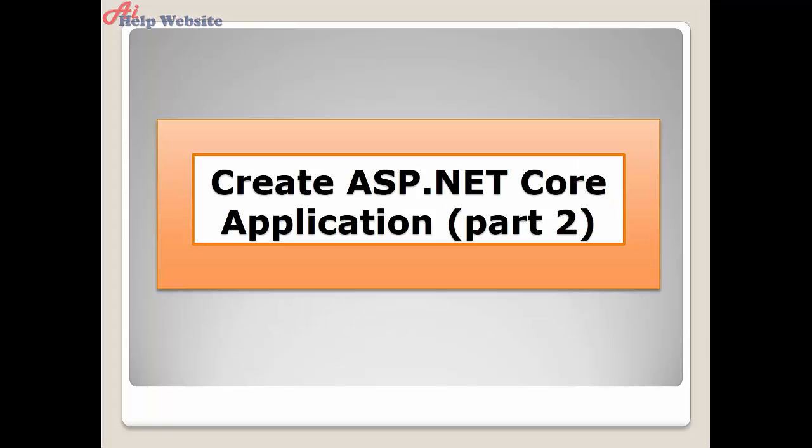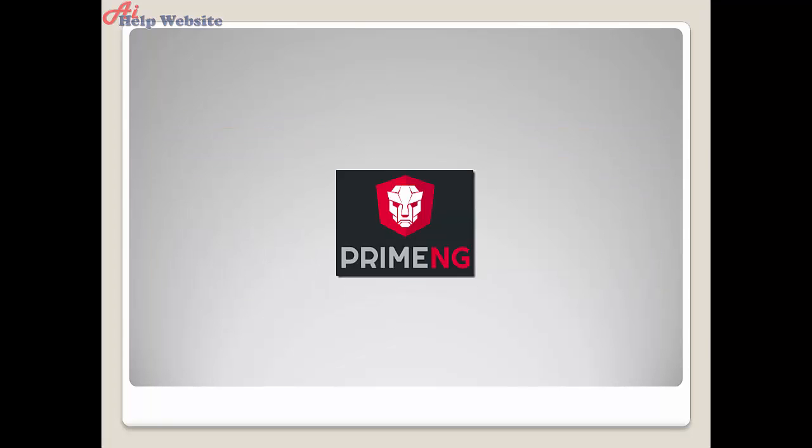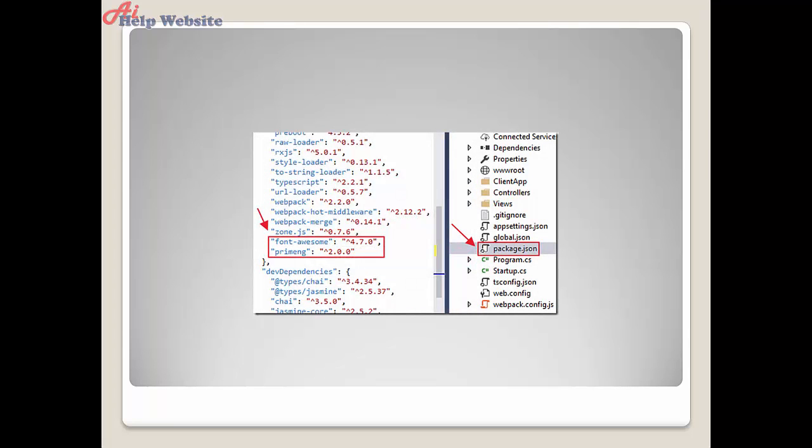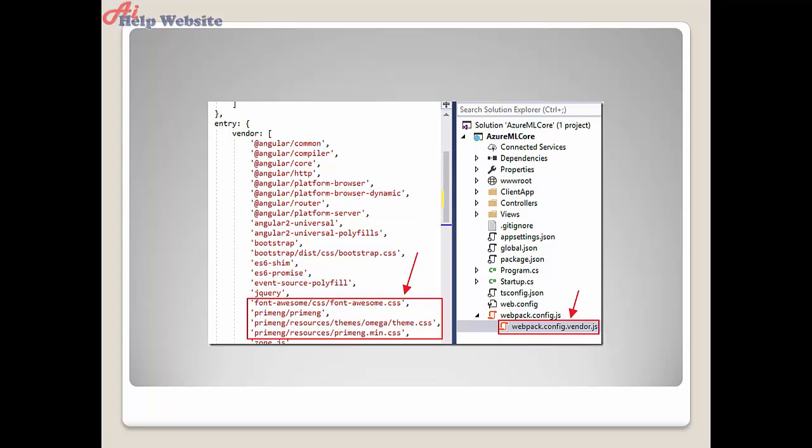Now, Part 2, we'll create an ASP.NET Core application. First, we're going to install PrimeNG, which are open source free components that will allow us to easily create a UI. We'll open up the package.json file and enter the commands to enable PrimeNG and also its dependency, which is FontAwesome. We'll then open the webpack config vendor file and add the files that PrimeNG needs, as well as FontAwesome.